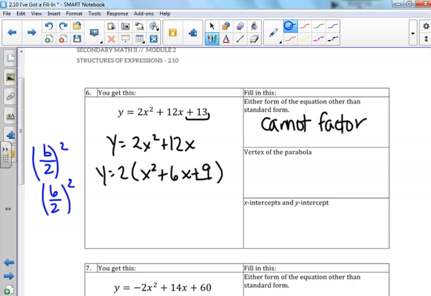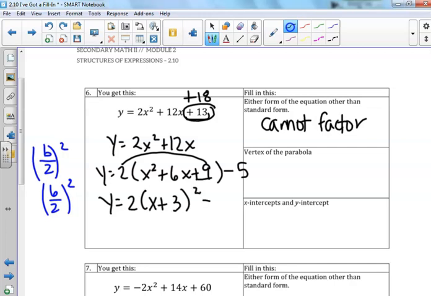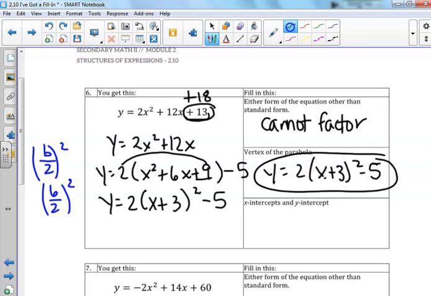Now, if we look at this, 2 times 9 is actually 18. But we didn't want 18 little squares, we wanted 13. So we do have to subtract 5 on the end to make these two equations equivalent. Therefore, our vertex form should be y equals 2, and we're going to write this trinomial as a quantity squared, and that would be x plus 3 squared minus 5. And that's our vertex form. We notice that our vertex would be the point (-3, -5) for this quadratic function.